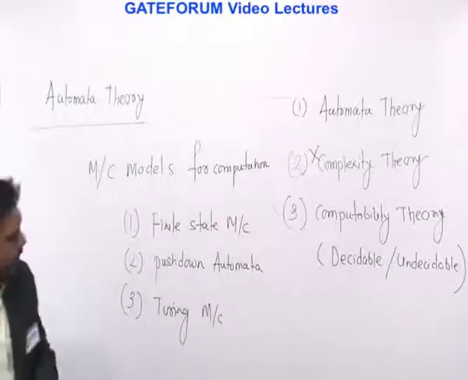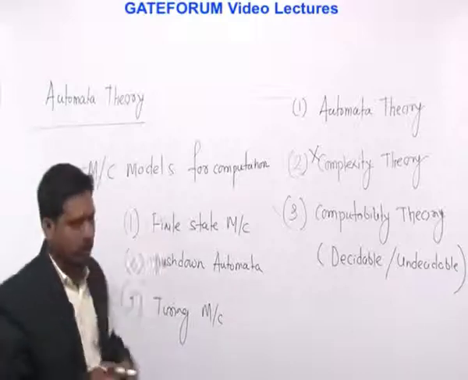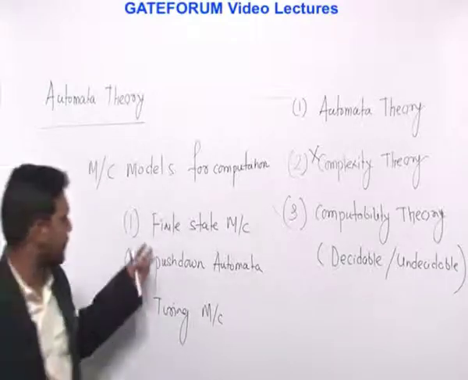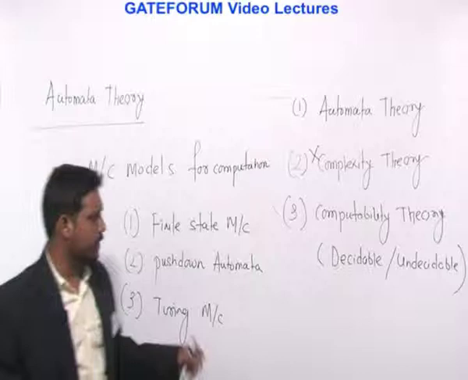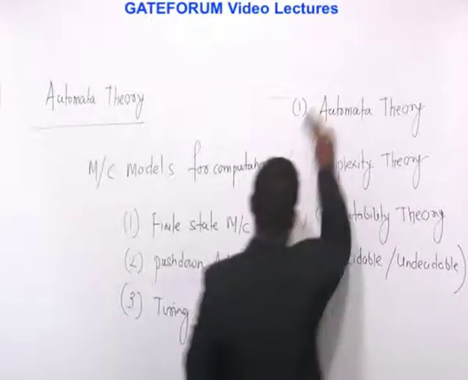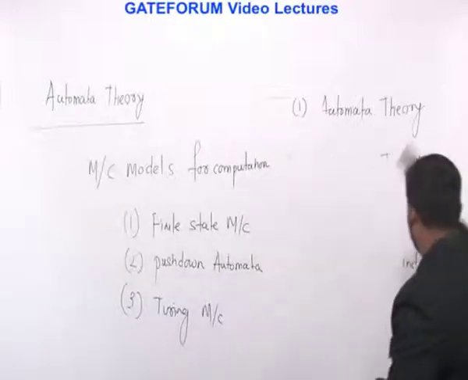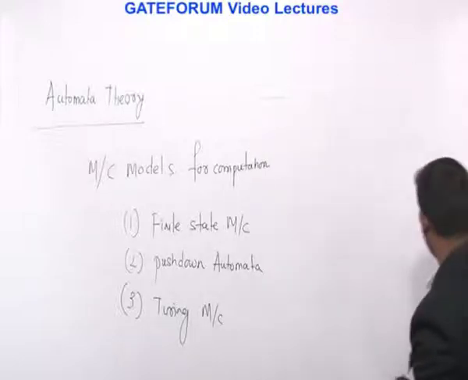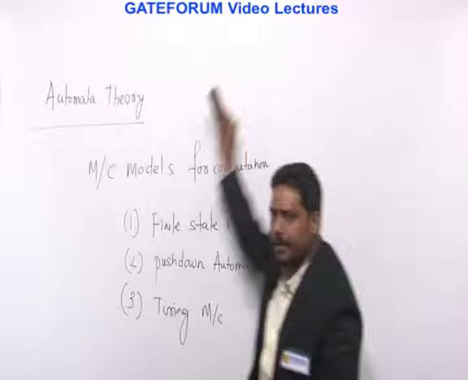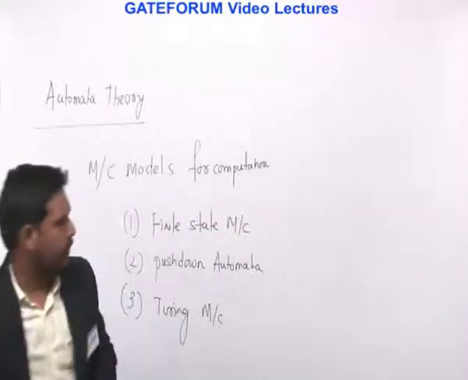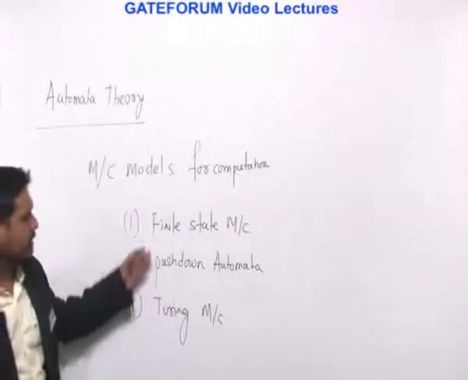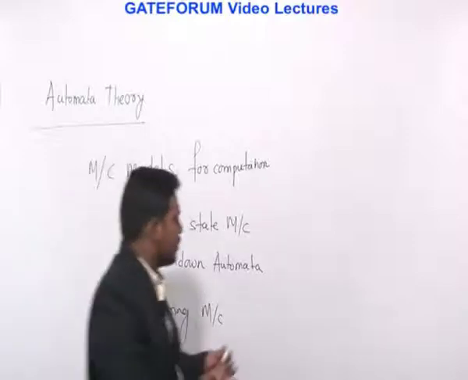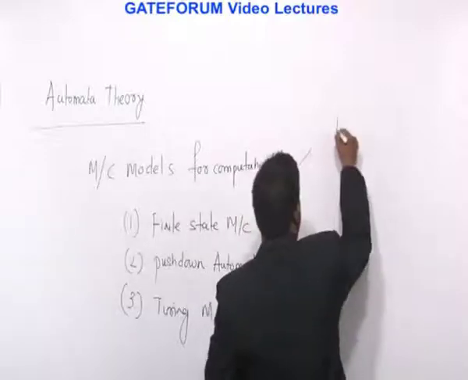Okay, so there are three standard machine models for computation: finite state machine, pushdown automata, and Turing machine. Now, each machine model we are going to learn in different aspects, and we will keep on doing this for FSM, PDA, and Turing machine. So these aspects are design.